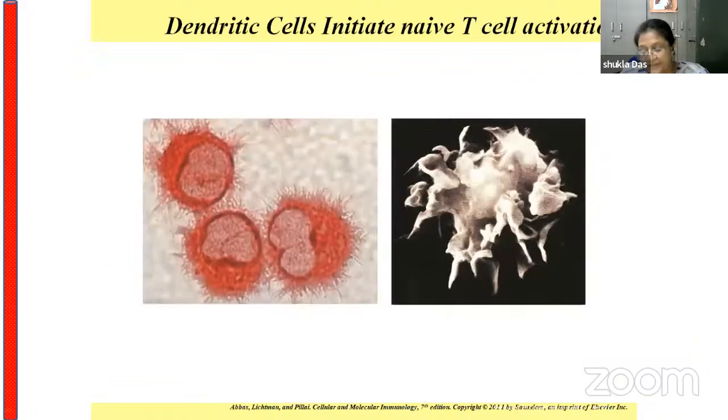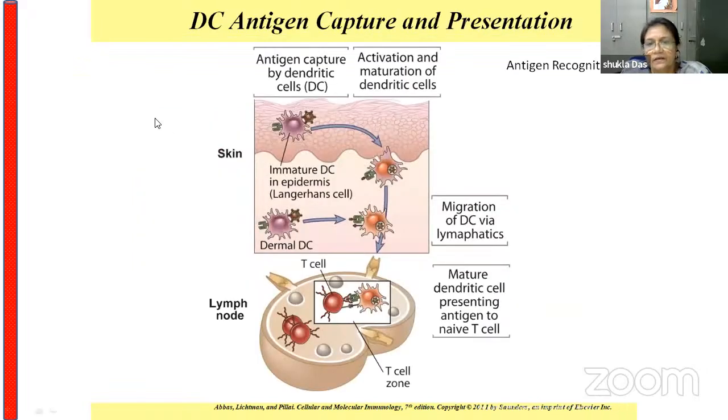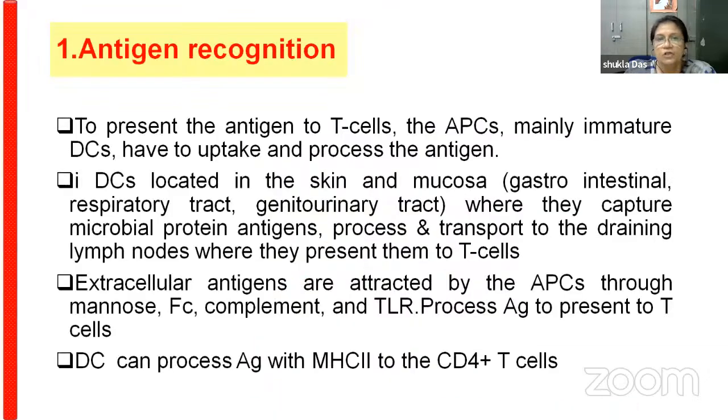This is a picture of dendritic cells, very important cells. For example, the skin dendritic cells are known as immature. Immature dendritic cells will enter into the lymph node, and when they enter, they become mature. That is the time, if you remember what I said, co-stimulatory molecules are released. Once they express those co-stimulatory molecules, they become mature dendritic cells. So the first step is antigen recognition. They present to the T cells. Immature becomes mature, and extracellular antigens do not require any processing.